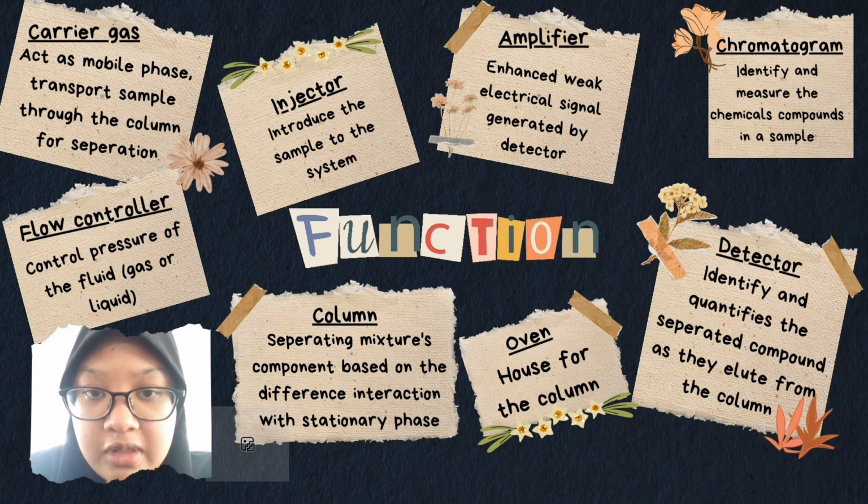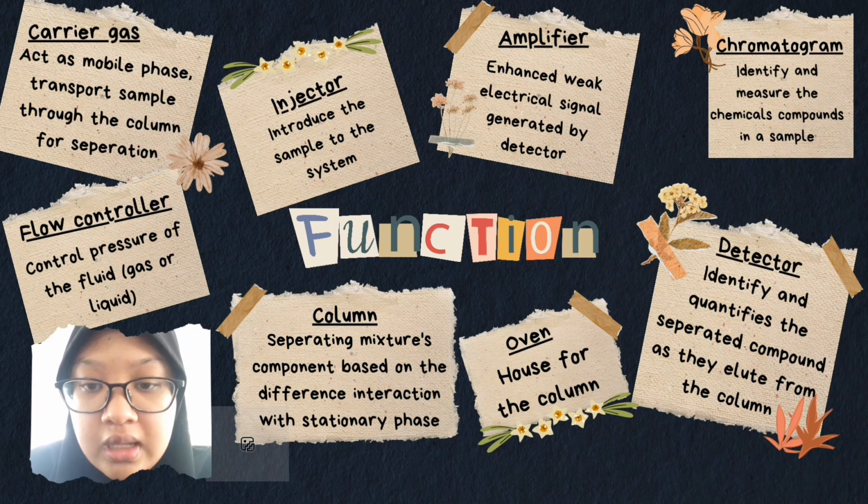The injector will introduce the sample into the column. Then the column will separate the mixture components based on their different interactions with the stationary phase. The column is inside the oven, and the oven also functions as the host for the column. The oven also has the function of controlling the temperature for the separation of the sample.